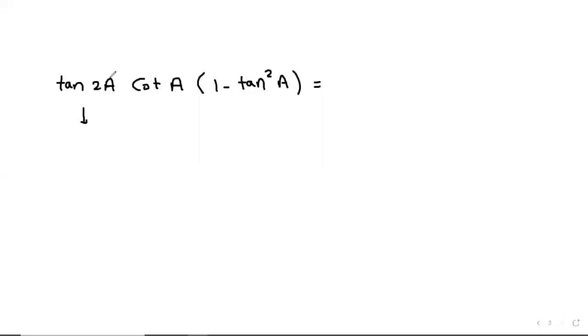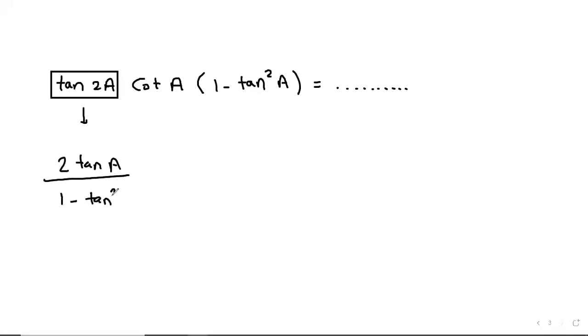The next question, tan 2a, cotan a multiplied by 1 minus tan squared a. I want to get it in its simplest form. So we can substitute tan 2a. As you know, tan 2a is, sorry, it's 2 tan a over 1 minus tan squared a, multiplied by cotan a, multiplied by 1 minus tan squared a.